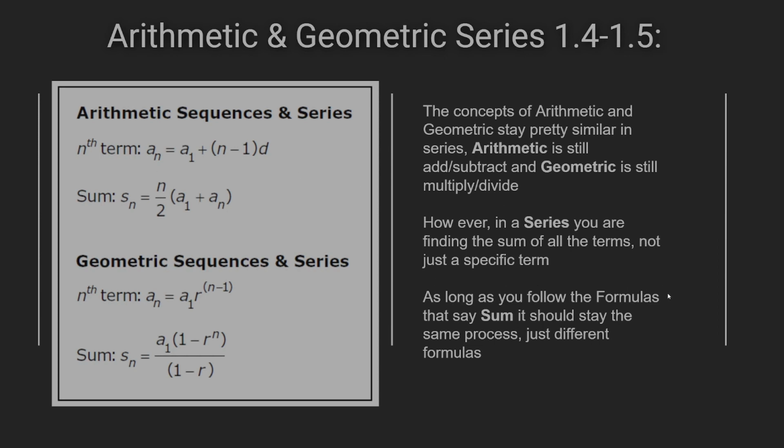As long as you follow the formulas that say sum, for arithmetic it would be series n equals n over 2 parentheses a1, or the first term, plus an, and then for geometric it would be series n equals the first term parentheses 1 minus the ratio to the n, divided by 1 minus the ratio. As long as you follow these, it's a pretty similar process, so you should be familiar with it.